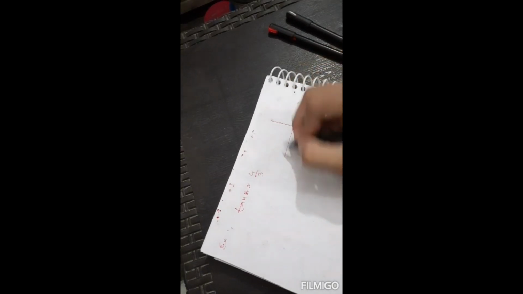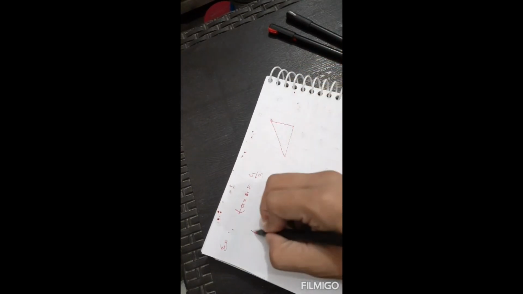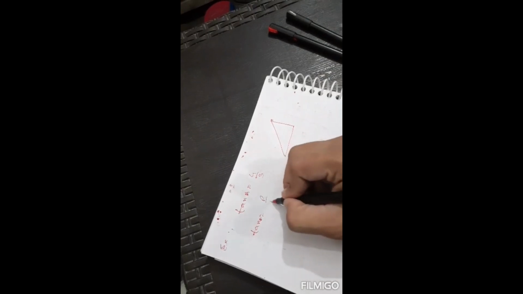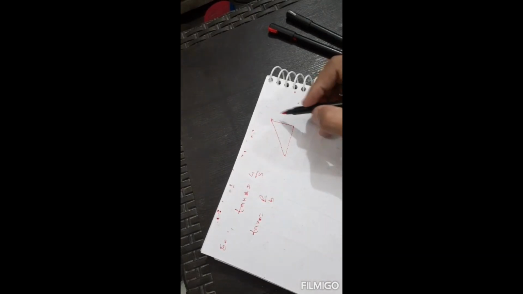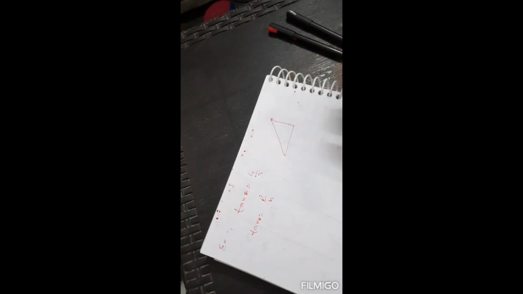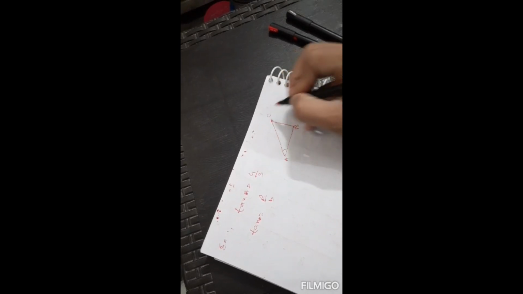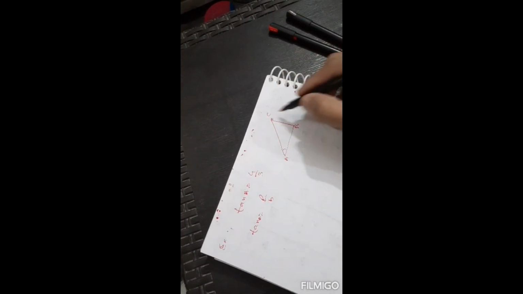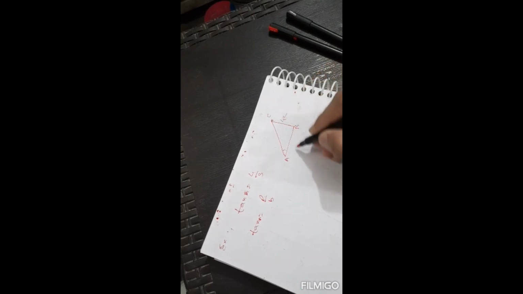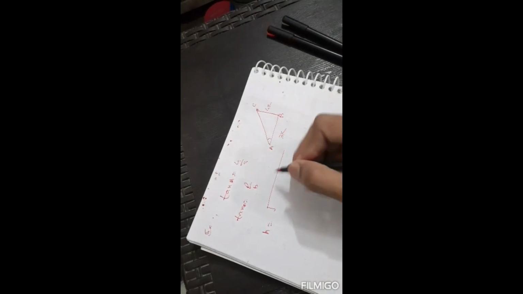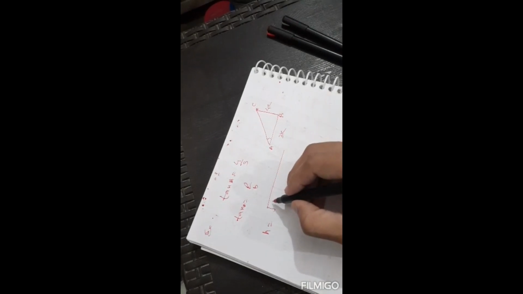So what is the formula for tan? Tan is the ratio of perpendicular by base. It means the ratio of perpendicular and base is 4:3. Okay, so this will be the 4k and this will be the 3k. So now we can find the hypotenuse. We can find the hypotenuse by applying Pythagoras theorem.